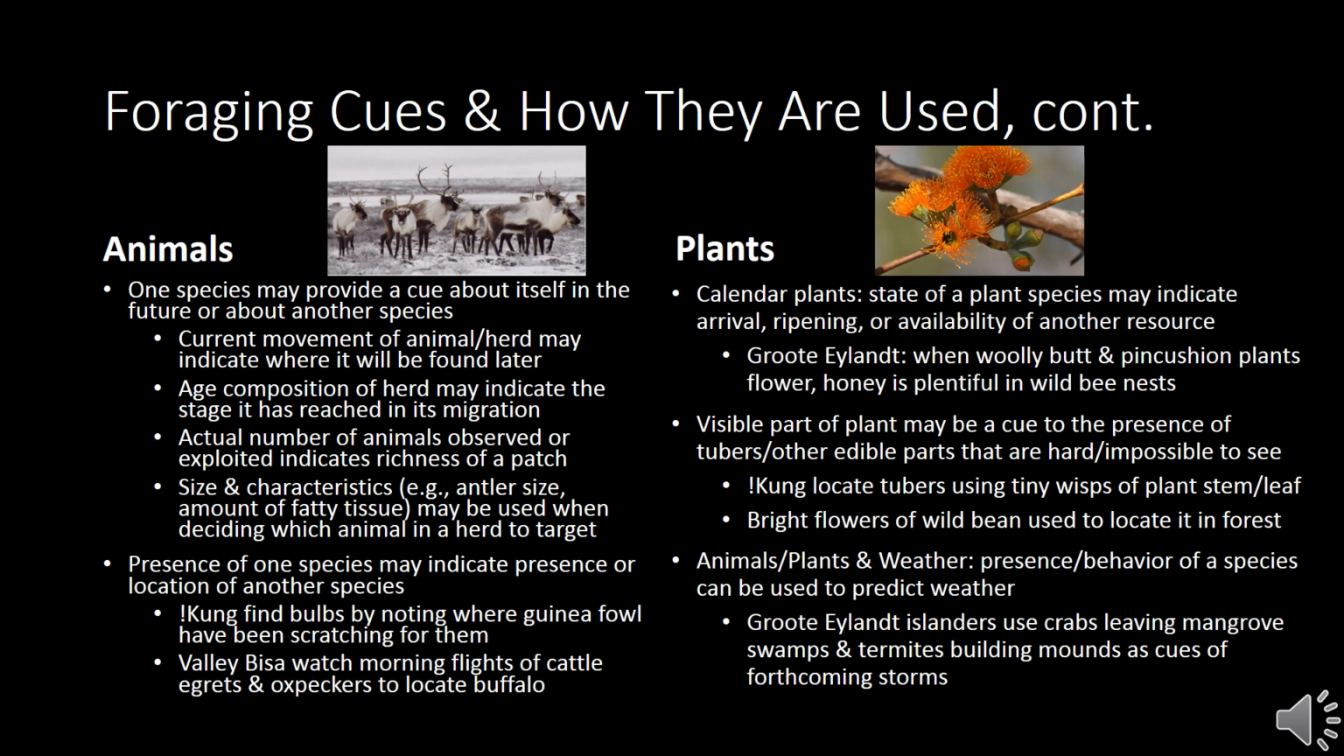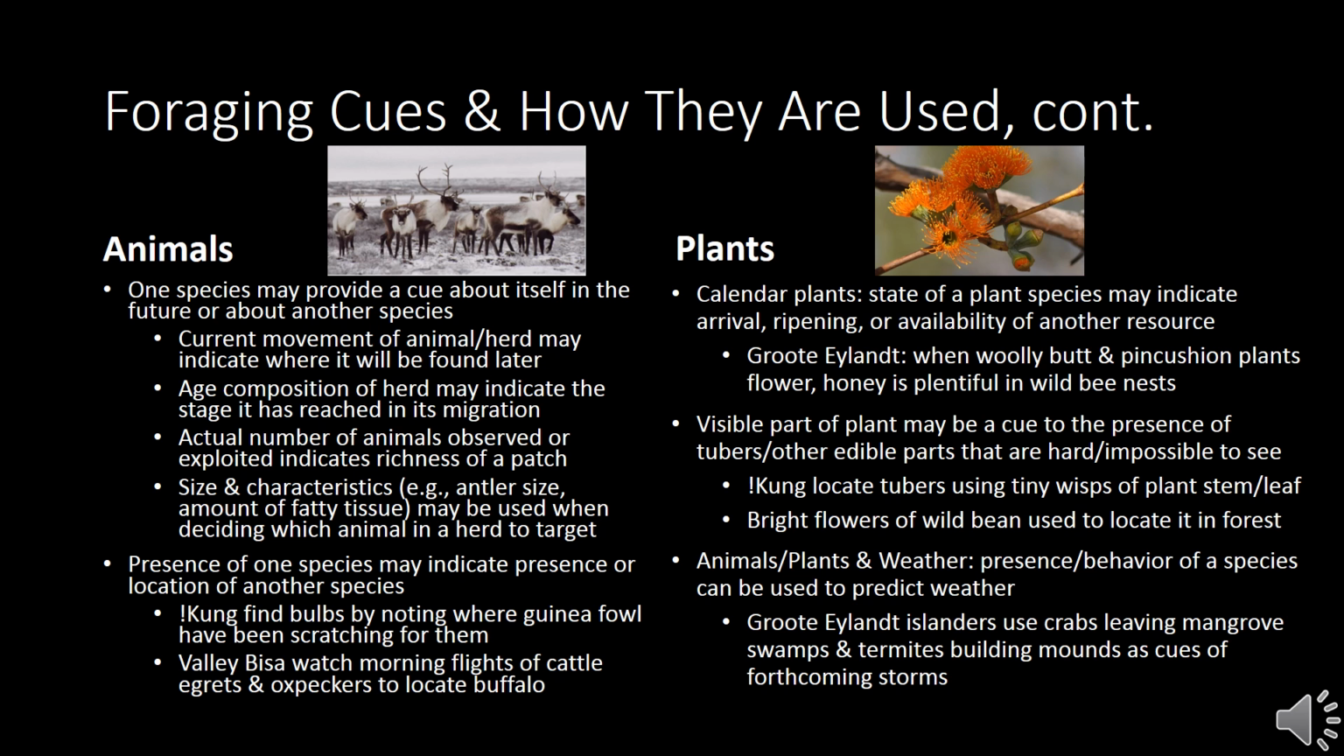For example, Yakutat fishermen use the number of fish taken as a cue when deciding whether or not to remove their fish traps. Another important source of information is the size and characteristics of an animal. For example, antler size or amount of fatty tissue may be used when deciding which animal to target in a herd. Finally, the presence of one species may indicate the presence or location of another.